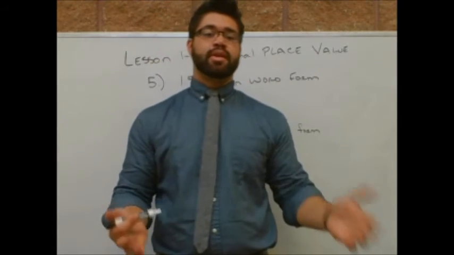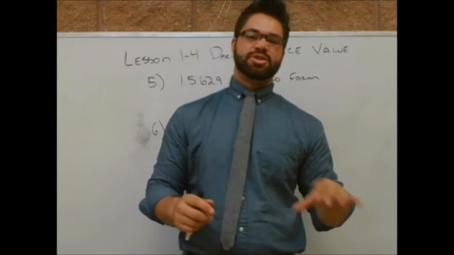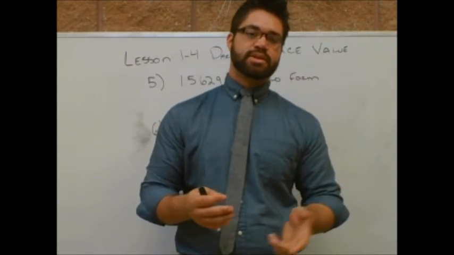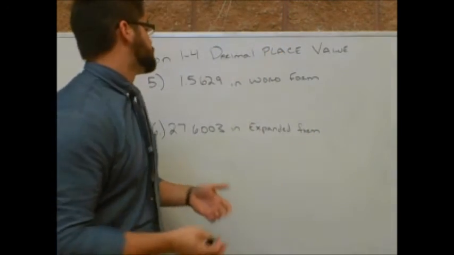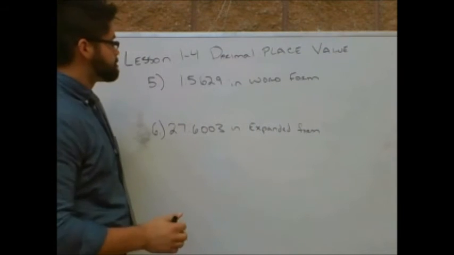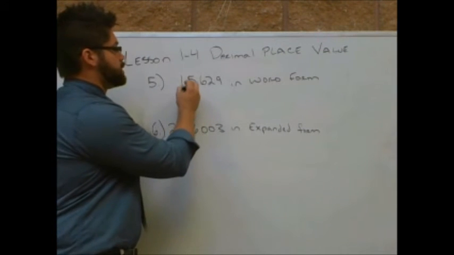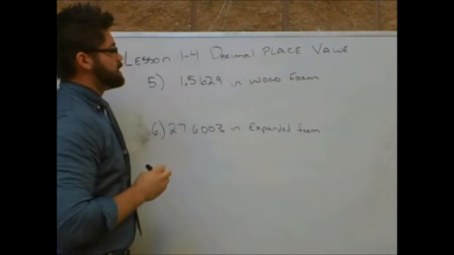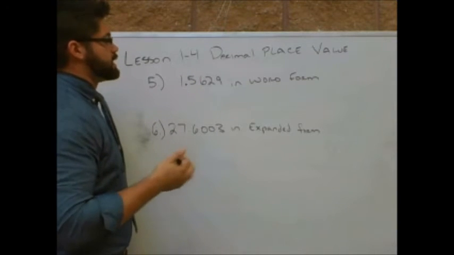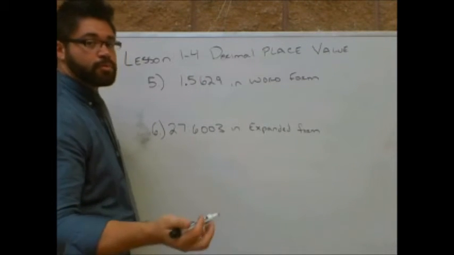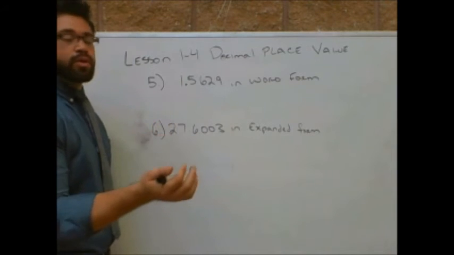Okay, so here are the last 2 that we're going to work on the board. I'm going to ask you just a couple questions, then you can go take a quiz, and we call it a night. So, number 5. What we need to do is write 1 and 5,629 10,000ths in word form. And I just said it. We're just going to put that in words now.